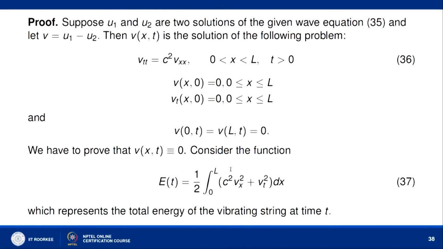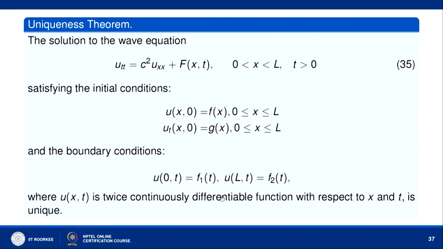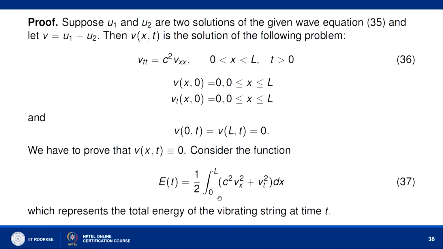Suppose u1 and u2 are two solutions of the given wave equation 35, satisfying these initial and boundary conditions. Now we want to show that these two solutions are identically the same. So let us assume that v is equal to u1 minus u2. Then this function v is a solution of the following problem: v tt equal to c square v xx, x lying between 0 and l, t greater than 0, v of x, 0 equal to 0, v t of x, 0 equal to 0, and v of 0, t and v of l, t equal to 0.